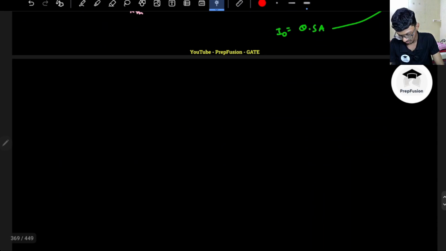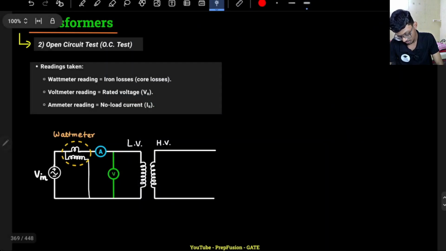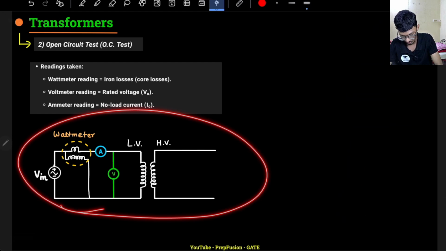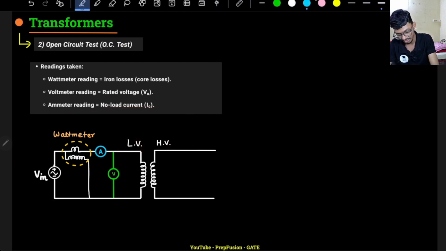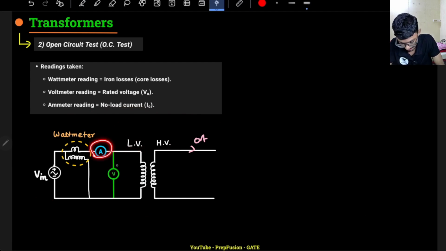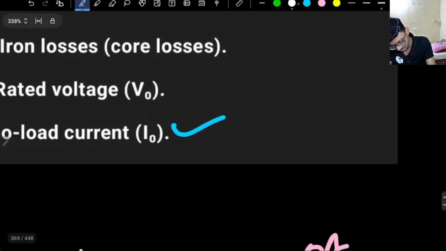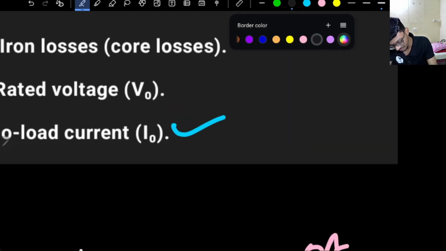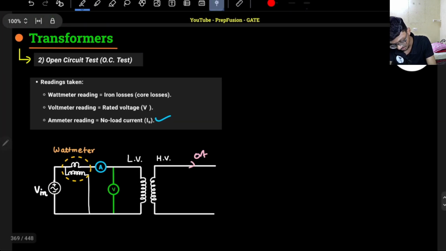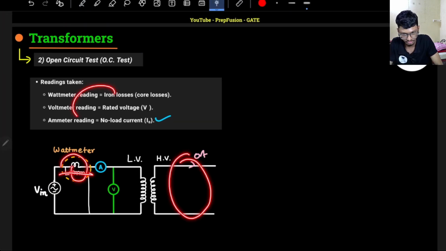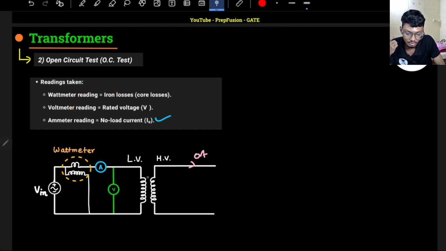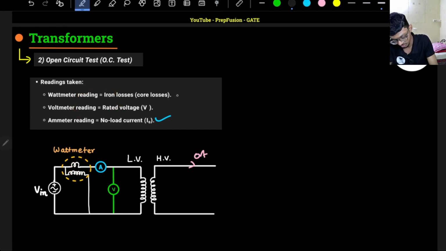Now let's start with the circuit diagram. The circuit diagram of the test will be somewhat like this. This is my LV winding, this is my HV winding. The HV winding is kept open and the supply is on the LV winding. This is my ammeter and voltmeter. The ammeter will read the no load current. The voltmeter will read the no load voltage, or the rated voltage. This can be written as V0, or simply V rated. And the wattmeter reads whatever power is consumed right now. Of course, load is not there, so the power consumed will be due to the core only. So it will be P core, equal to the core loss.